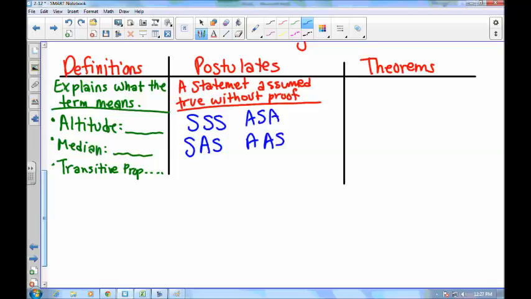Okay, and the last one is theorems. Theorems are a true statement that can be proven.